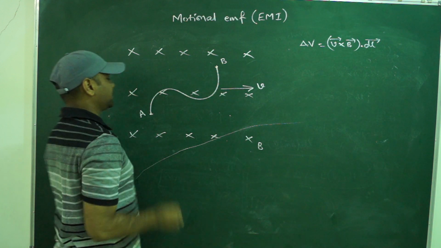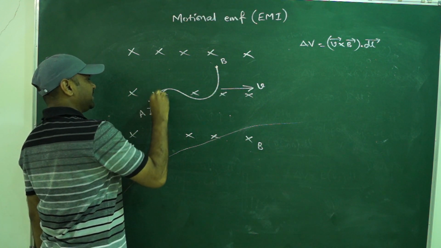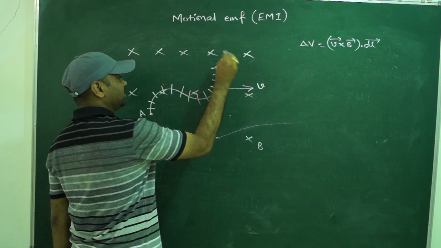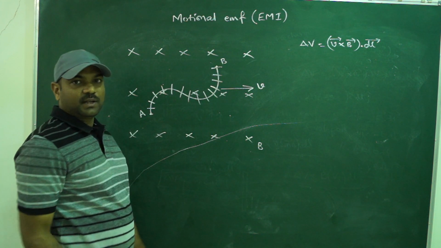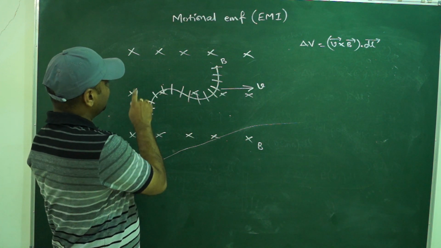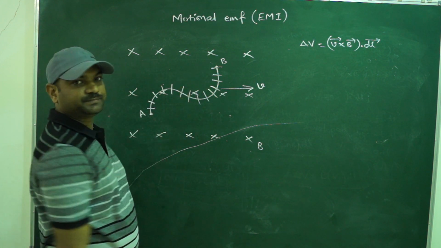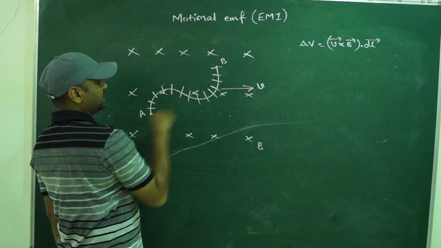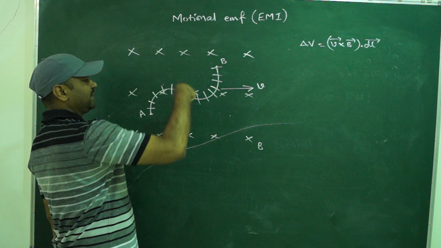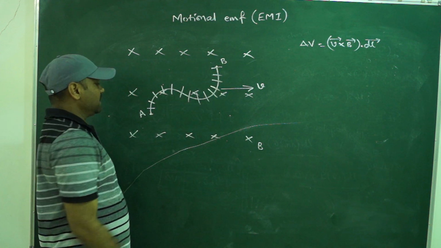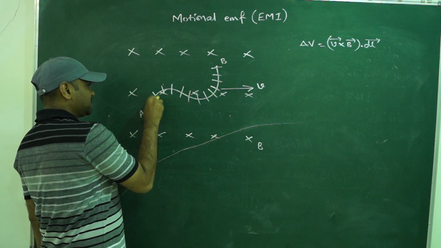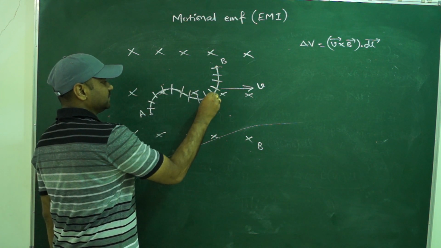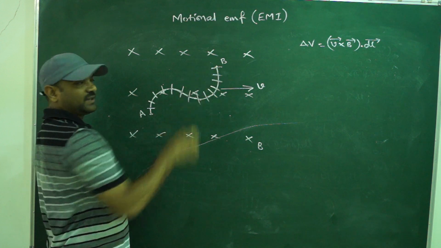Then what I am doing is splitting the conducting wire into many parts, infinitesimally small parts. Understood? I am cutting it into infinitely small parts. Now if I take any small part of it, every small part will become a straight one, so I can apply the formula for each and every small part.